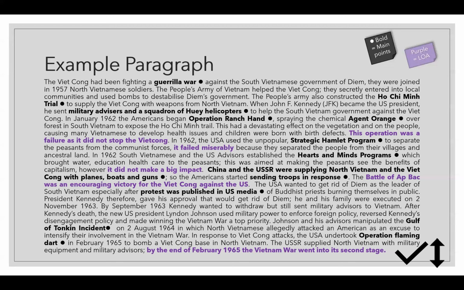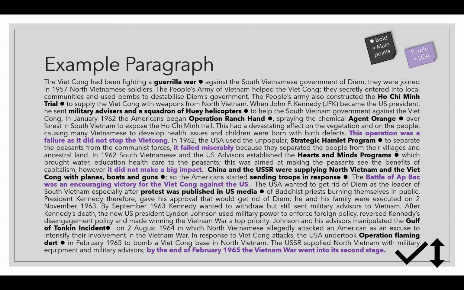By September 1963, Kennedy wanted to withdraw, but still sent military advisors to Vietnam. After Kennedy's death, the new US President Lyndon Johnson used military power to enforce foreign policy, reversed Kennedy's disengagement policy, and made winning the Vietnam War a top priority. Johnson and his advisors manipulated the Gulf of Tonkin incident on the 2nd of August 1964, in which the Vietnamese allegedly attacked an American.